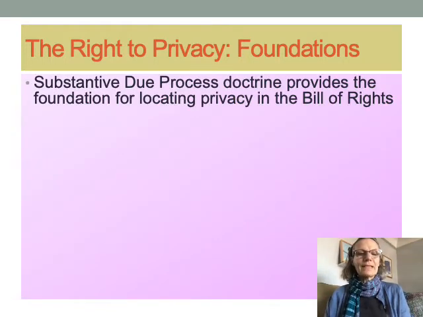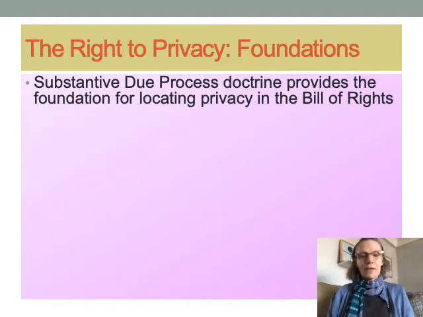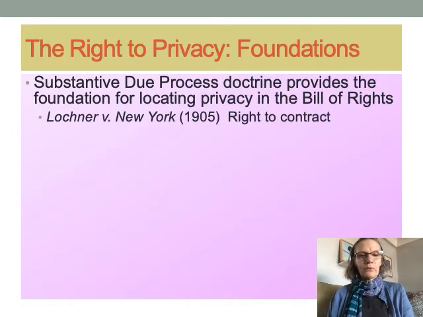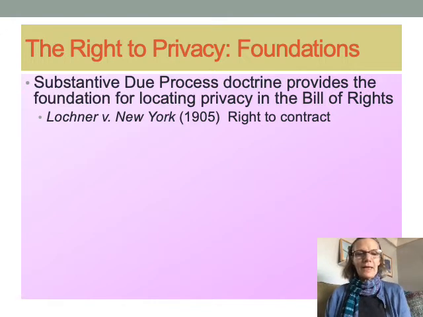So the substantive due process doctrine provides the foundations for locating privacy in the Bill of Rights. There are a couple of cases that your textbook talks about that are sort of early preludes, cases that establish the substantive due process doctrine and therefore serve as a foundation for a method for locating liberties that are not explicitly stated in the Bill of Rights or the Constitution. The one case that your textbook talks about is Lochner v. New York. This is an interesting case.